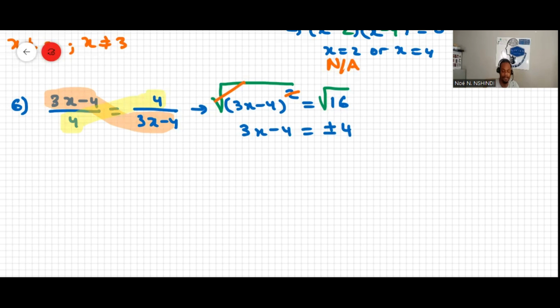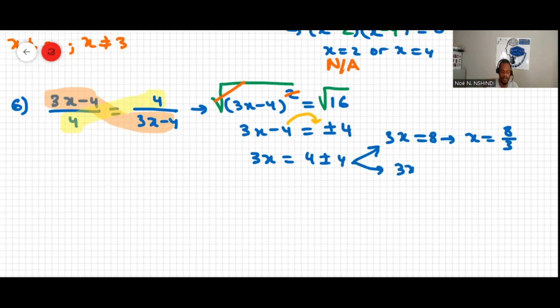And then this means that 3x will be equal to 4 plus minus 4 if I move this negative 4 over, okay? And then 3x will be, if I look at the positives, 4 plus 4 is 8, so 3x equal to 8, which means x equals 8 over 3. And if I look at the negative, it's going to be 3x equal to 0. That makes x equal to 0. So these are the solutions.